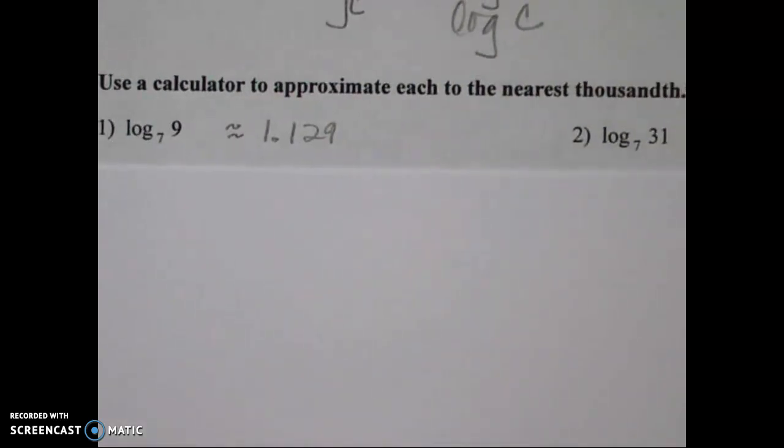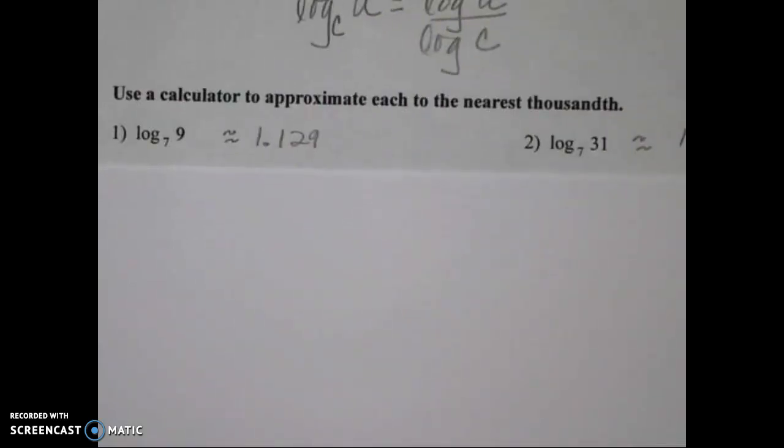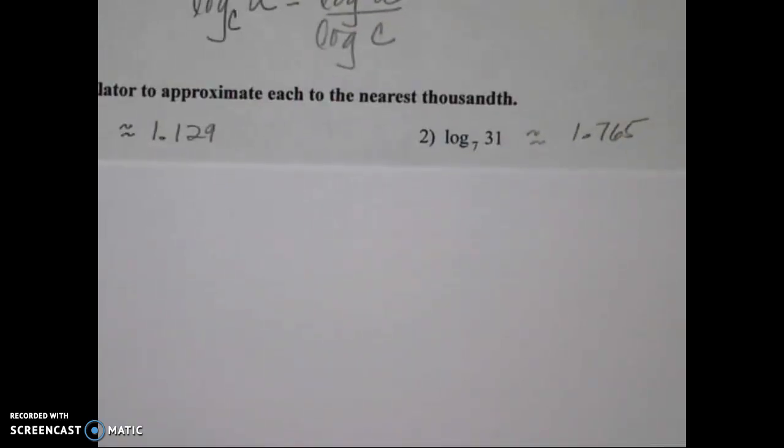Just make sure when you're doing this, you're checking what you have to round it off to. For these problems, we're rounding to the nearest thousandths, but sometimes it might be hundred thousandths or 10 thousandths. You just have to pay attention to where to round it. For number 2, when you do log 731, it's 1.765. Play with your calculators. Make sure you know how to do it.